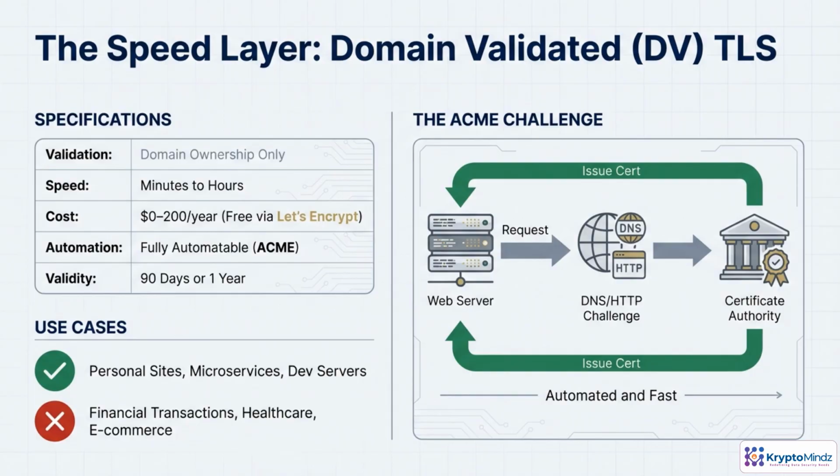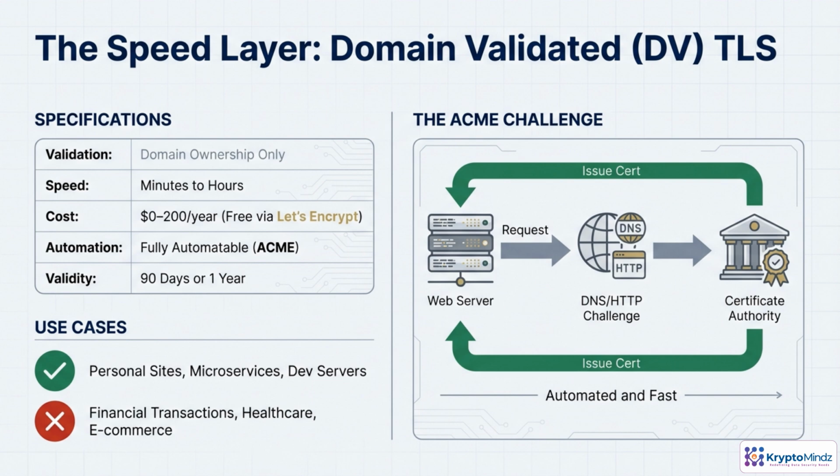Domain-validated TLS is the speed layer of web encryption. In this model, the certificate authority checks just one thing. Do you control this domain right now? It does that using simple DNS or HTTP challenges that your web server answers automatically. Because the check is narrow, issuance is very fast and often free, especially when automated with ACME tools like Let's Encrypt.